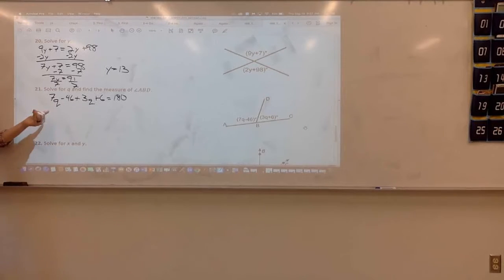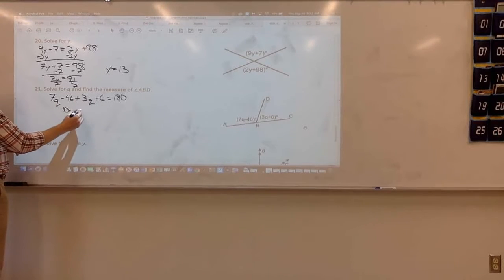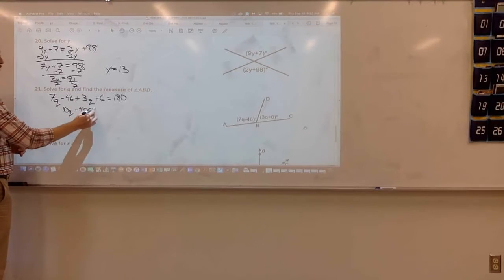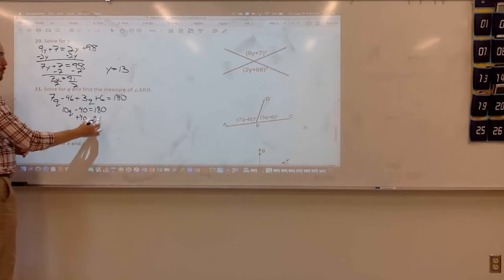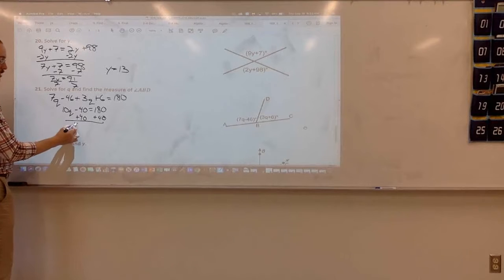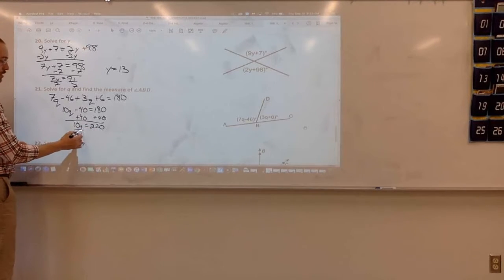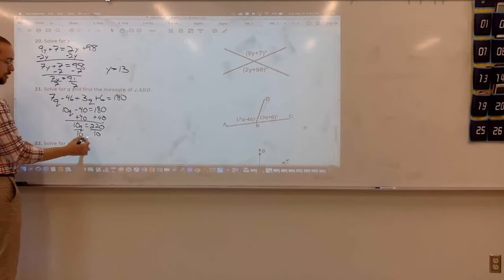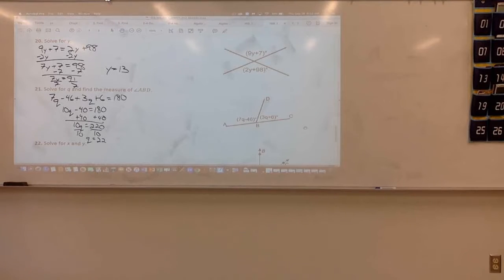Combine my like terms, so 7q plus 3q would be 10q, negative 46 plus 6 would be negative 40. Then I would add my 40 over to the right side. We get 10q equals 220. Divide by 10. We get q is 22. Is that my final answer?